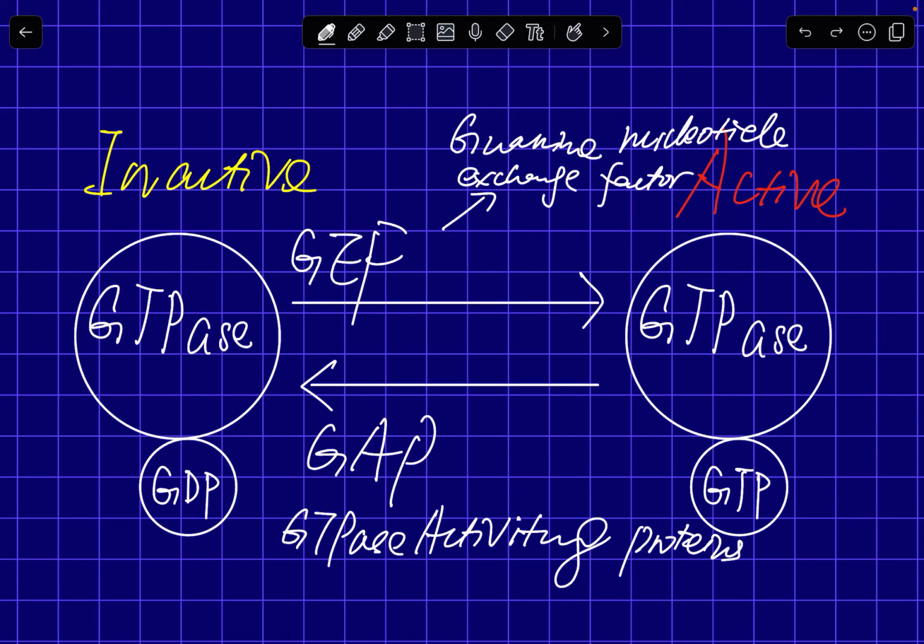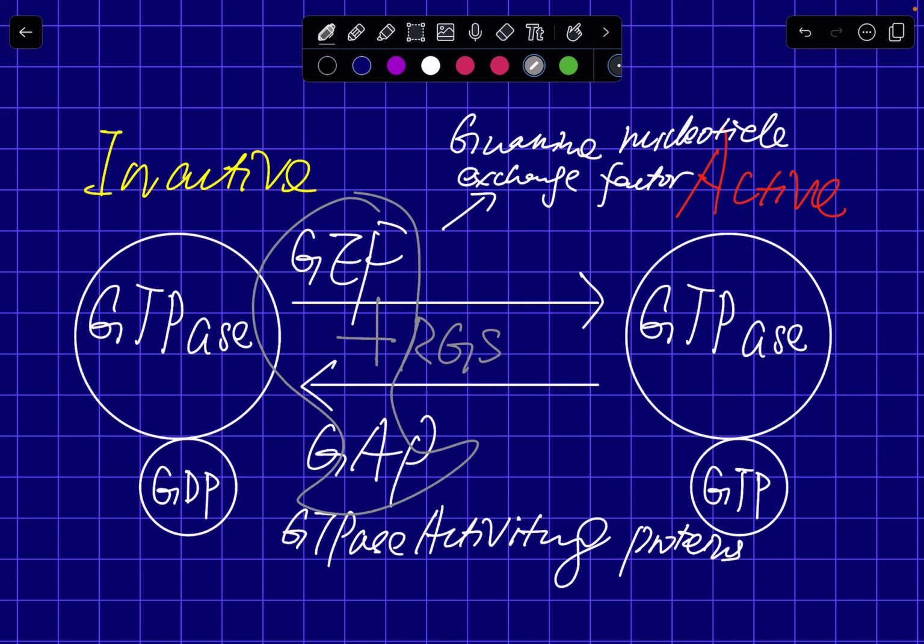And then together, GEF and GAP have another name that is called RGS. Sometimes if you Google the diagram for GTPase, you will see the acronym RGS, which stands for regulators of G protein signaling. Okay, this is not too important for the MCAT, but just in case you see it on Google.